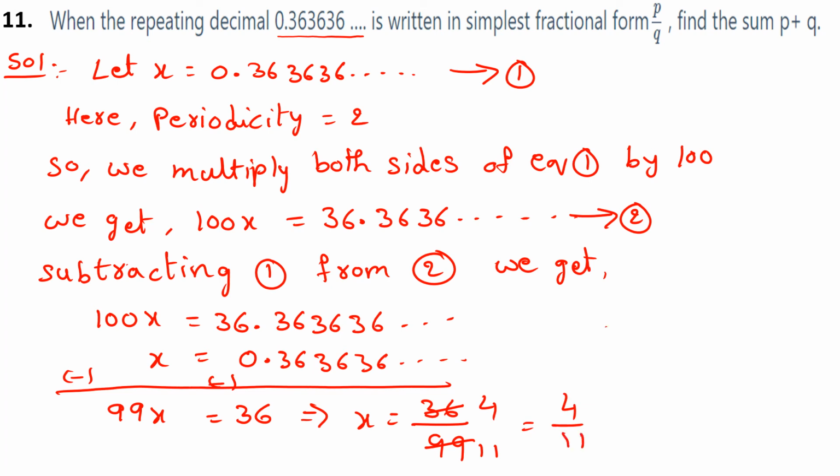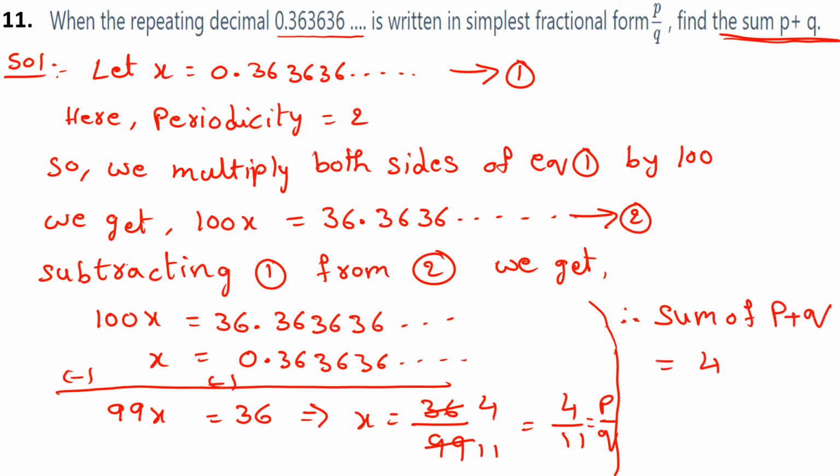But they asked for the sum of p plus q, right? So now what is p? It is in p by q form. Now this is p and this is q. So the sum p plus q is equal to 4 plus 11, so that equals 15. Okay, so that is the answer. Okay children, so like that we should do that problem.